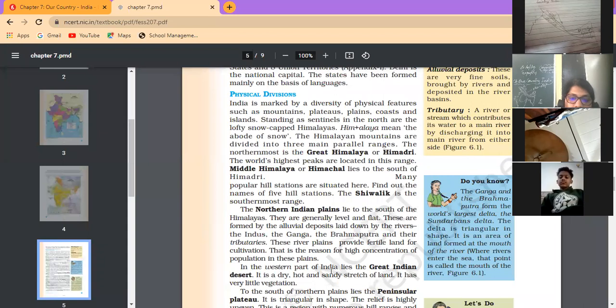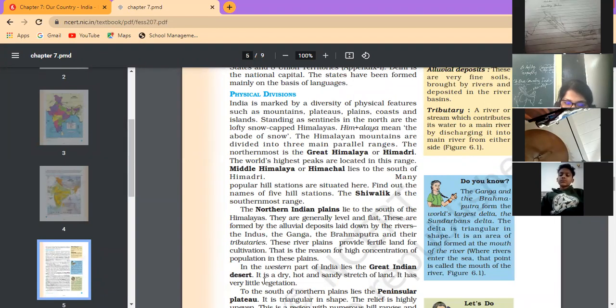So that is why this area has a high concentration of population, because people get different kinds of professions over here. This land is suitable for agricultural activity and transportation is easily built on this area. That is why this area is highly populated.